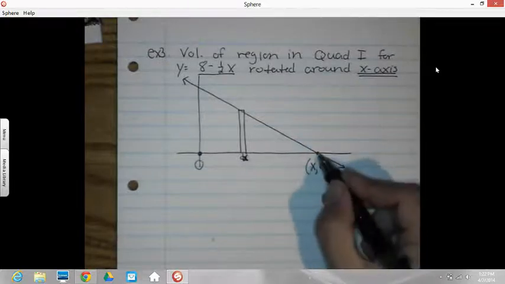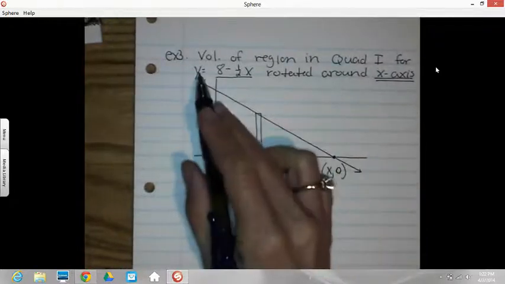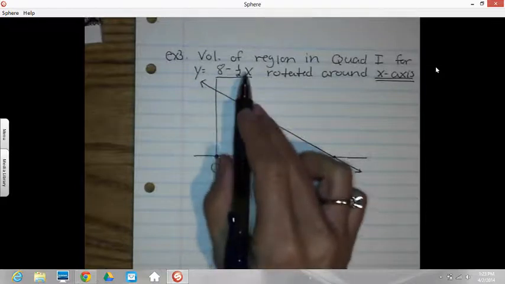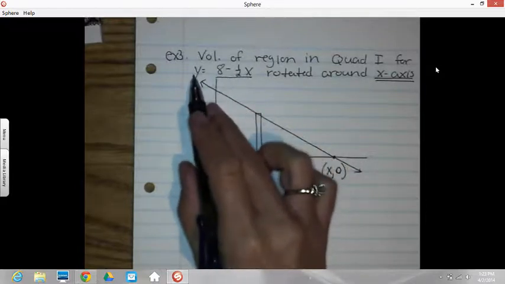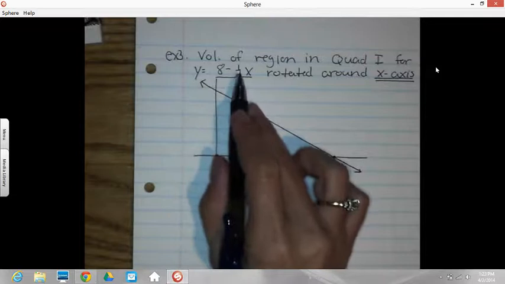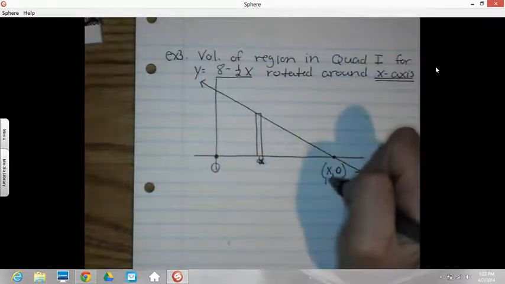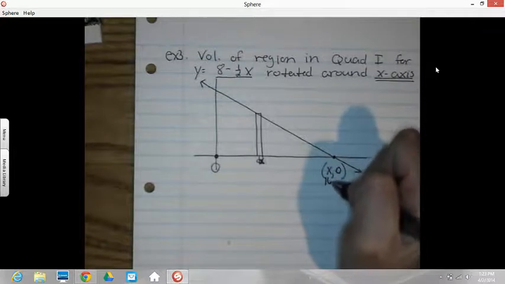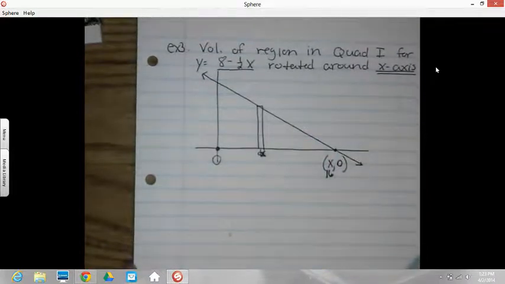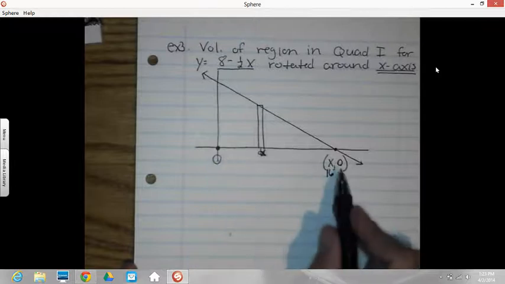Because there's no height there. So if I put 0 in for the y, put a 0 here, and then solve for x, I'll subtract 8, divide by negative 1/2, that's going to give me 16. 16 halves in 8. So I know my boundaries are 0 and 16.